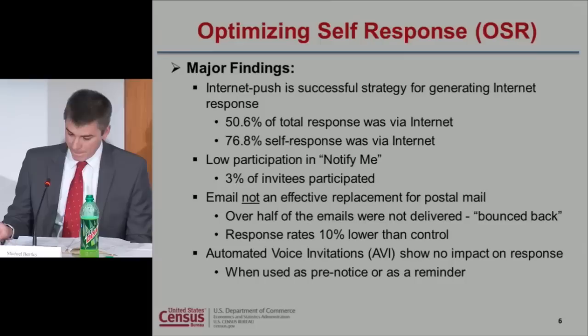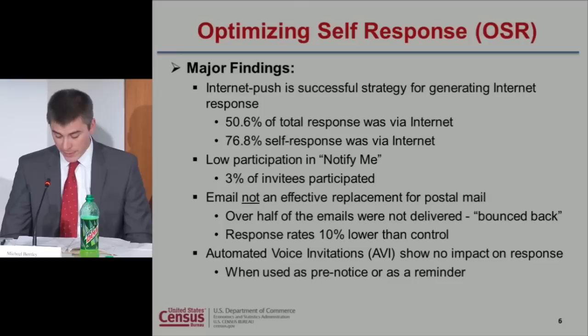So our major findings as they pertain to optimizing self-response include, first and foremost, that internet push, where we did not send a paper questionnaire right away, is a successful strategy for generating internet responses. Altogether, out of the entire universe for the 2014 census test of approximately 192,000 cases, 50.6% responded by internet. With a total response rate of 66%, that means that out of all self-responses, including internet, paper, and phone responses, more than three quarters, 76.8%, responded online, which is great, and we were very happy with that result.